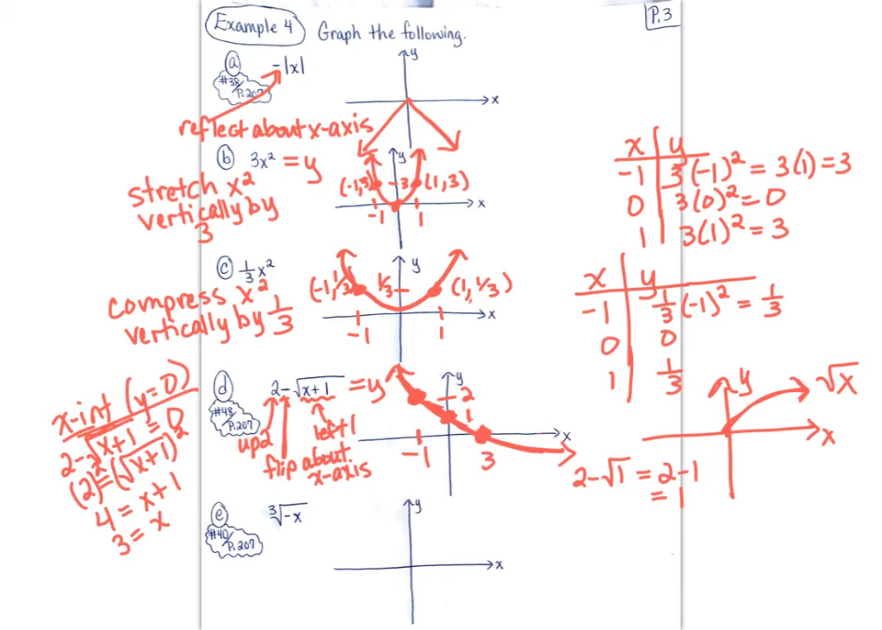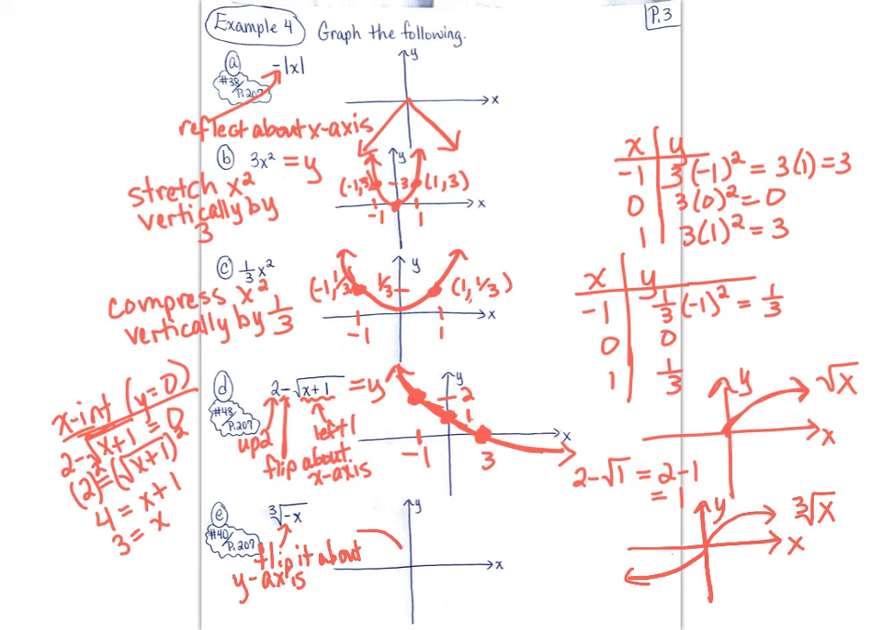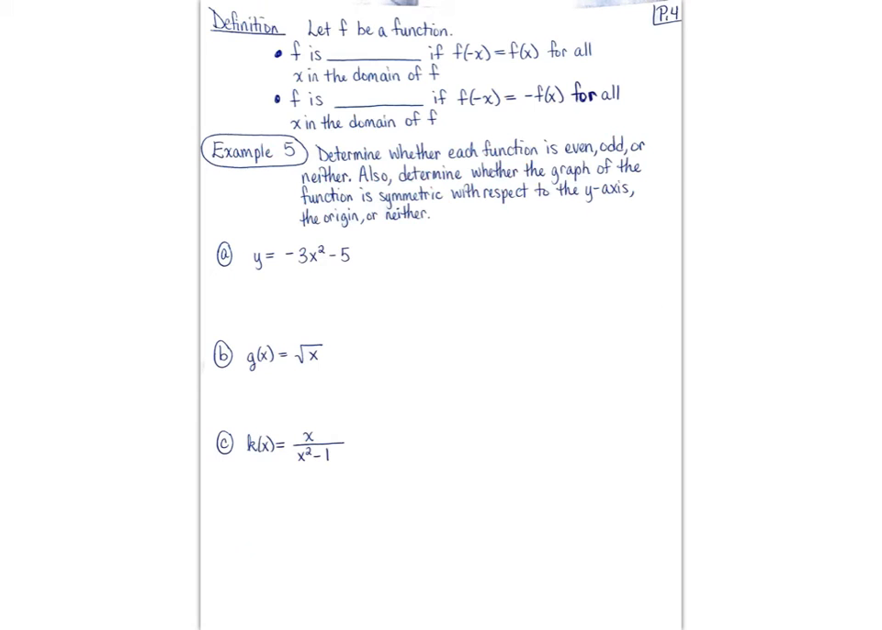Now, the cube root of -x. Well, that negative is on the inside, but your basic function is the cube root of x. So let's just remember that the cube root of x is this graph. And then the negative on the inside says take that and flip it about the y-axis. So our graph would be this. Okay? One more page. Okay? Let's have a definition here.